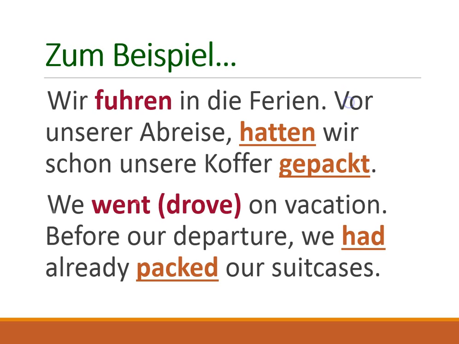So consider this. Wir fuhren in die Ferien, so we drove on vacation. Vor unserer Abreise, before our departure, hatten wir schon unseren Koffer gepackt. So we're noticing in writing that we have two elements together. So first it's, well, we drove on vacation, right? We went on vacation. But before our departure, so even before the event of the past tense of going on vacation, we had packed. So you're going to see a lot of paired sentences together where you see an element of simple past followed by some more explanation in the past perfect. Just something you may notice.